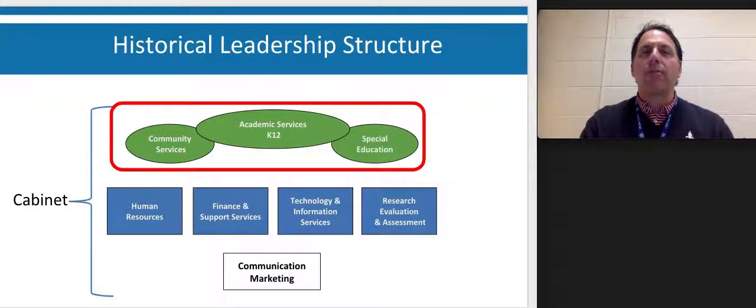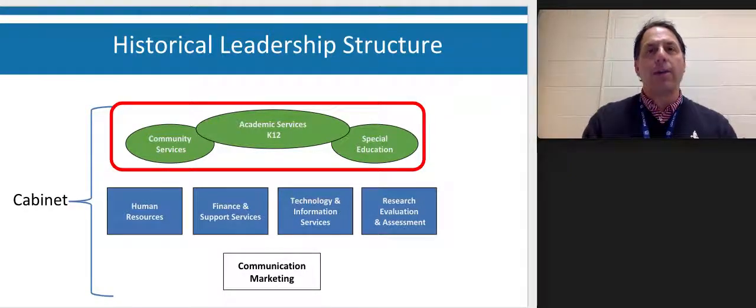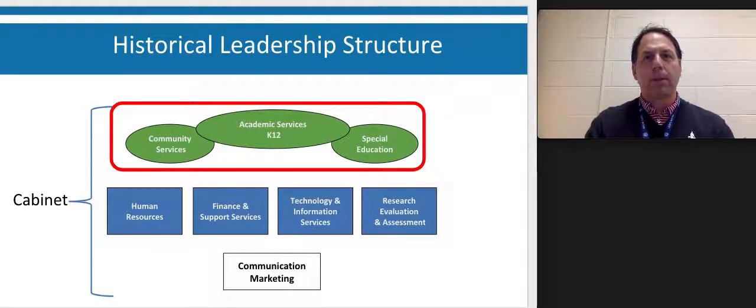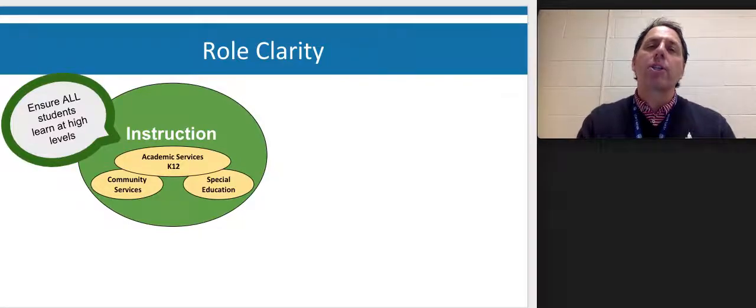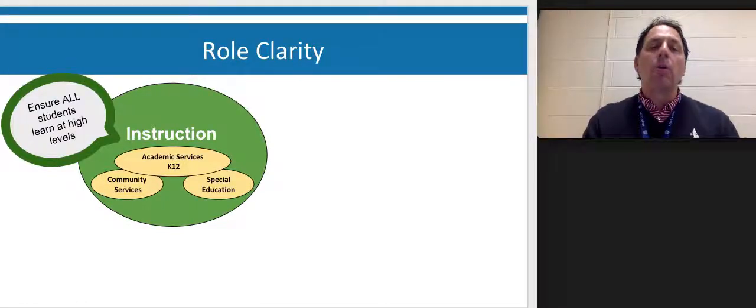Moving to the three-component framework, we take one representative from each of the three areas, learning supports, instruction, and management, and make strategic direction decisions as we move forward with the school district. For the instruction division, you see that academic services, special education, and community services fall into that circle. Our goal is to ensure that all students learn at high levels.